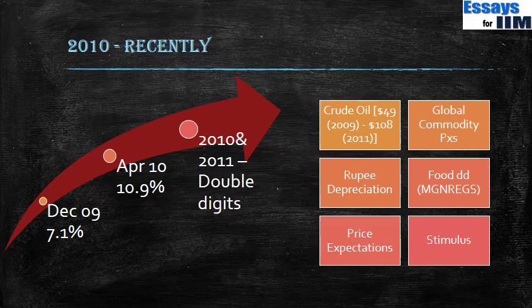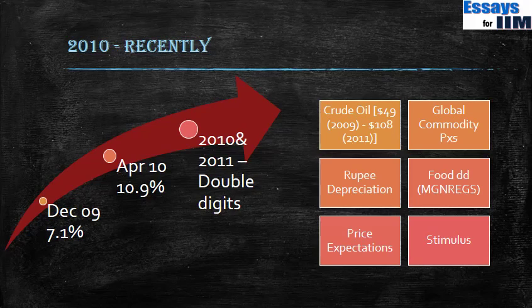Again, you can see crude oil prices are the culprit. From $49 in 2009, they rose to $108 in 2011, obviously leading to a high price rise in India. Global commodity prices rose tremendously. One reason for this, apart from other reasons, is that because markets everywhere were crashing and economies were falling, a lot of investors turned to metals and other commodities as safe havens for their investments. So a lot of this price rise was due to speculation in the commodity markets by investors. But nonetheless, the global commodity prices rose, leading to higher prices everywhere, including India.